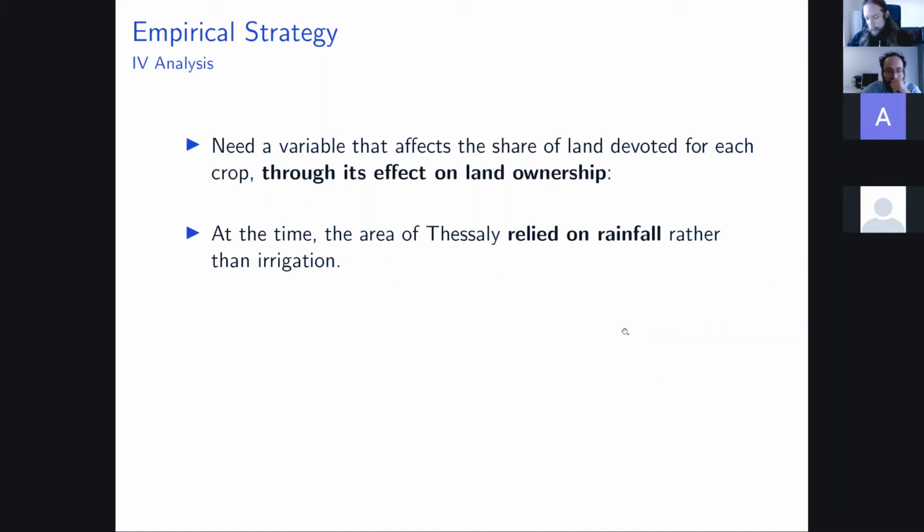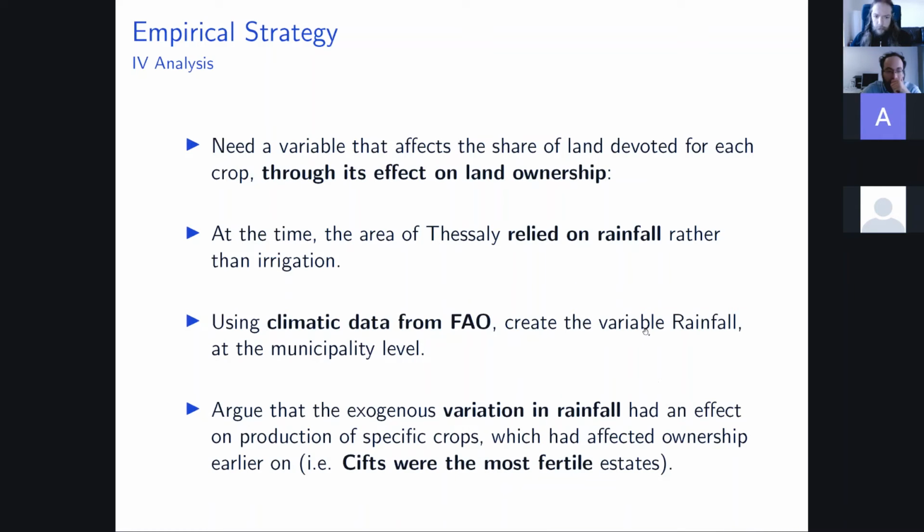We also have an instrument. So we are using rainfall essentially as a measurement of soil quality at the time, because at the time, as you can tell, most agriculture was relying on rainfall, and this was the same with the area of Thessaly at the time. We're using climatic data from FAO, and we're creating the variable rainfall. So this is the average of precipitation levels at the region.